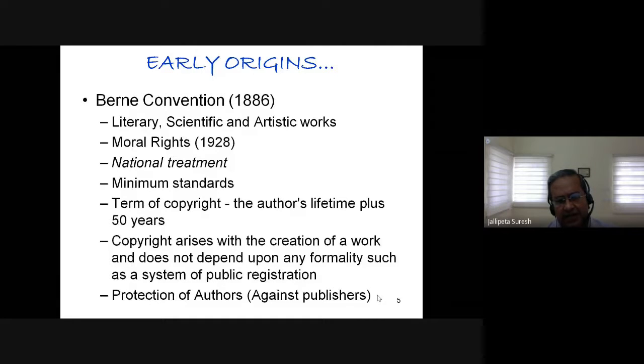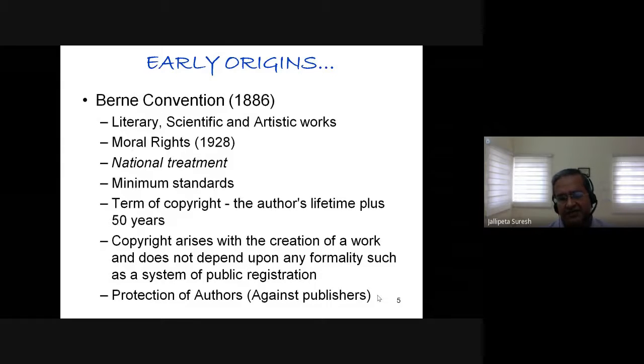And this convention also highlighted the plight of authors, because prior to these conventions, authors were deprived of the monetary benefits of their works because publishers were dominating them. So under the Berne Convention, protection was brought for authors who create original works, whereas publishers are those who publish and then monetize that particular work. So these are some of the main features of the Berne Convention.